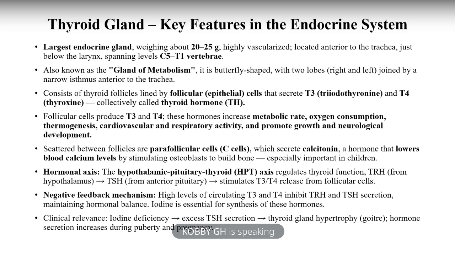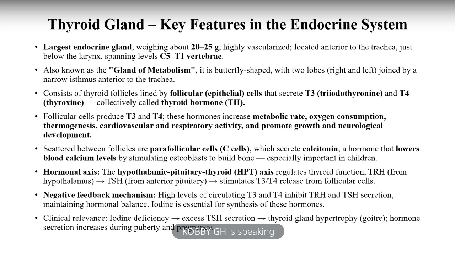So the T3 and T4 is what controls your metabolism, like your breathing rate and your cardiovascular function, that's your heart. So what that means is that if T3 and T4 levels go high, your blood pressure can go high, your respiratory rate can go high, your metabolic rate can go high, your temperature will go high.